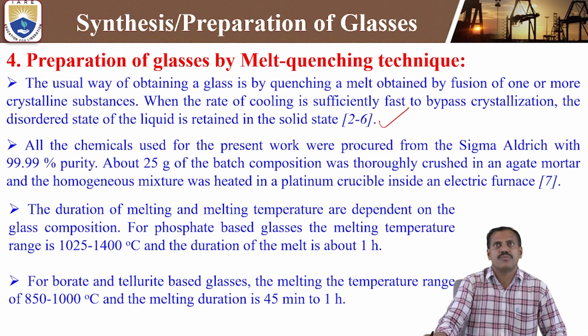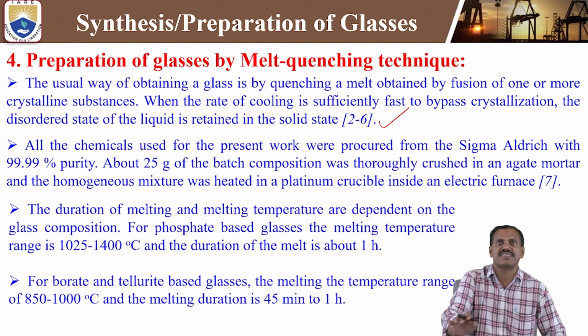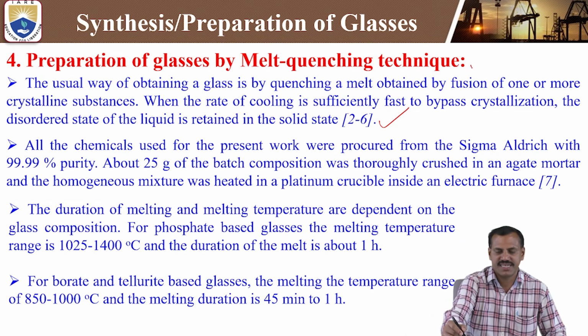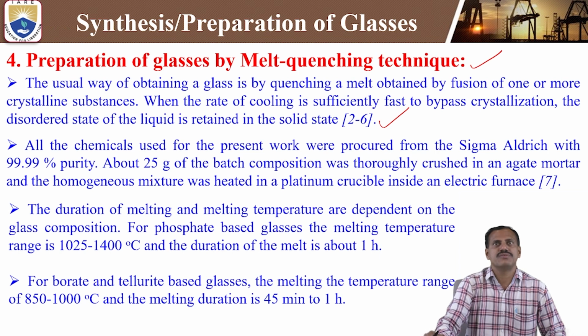So we have to bypass crystallization. That means we have to cool fast, with sudden cooling, coming down from high temperature to room temperature suddenly. With fast cooling, we can prepare the glass material. Otherwise, if we cool slowly, we can form crystalline materials, not glassy materials. That is the main drawback of preparing glass material by the melt quenching technique. Next, all the chemicals used for the present work were procured from Sigma-Aldrich.